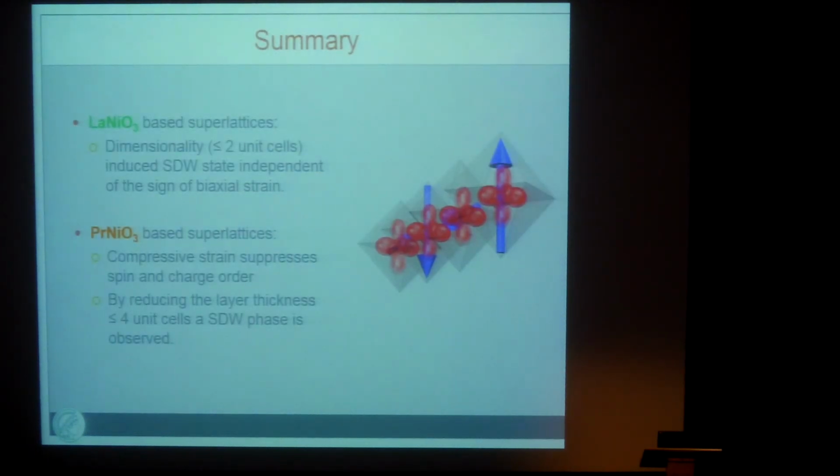So to summarize my talk, actually I did this in the 2 previous slides. For lanthanum nickelate-based superlattices, independent of the sign of strain induced by the substrate, we found a dimensionally induced spin density wave with a critical thickness of 2-unit cells. While in the case of praseodymium nickelate-based superlattices, the compressive strain suppresses spin and charge order, but reducing the layer thickness can induce a spin density wave when going below 4-unit cells.